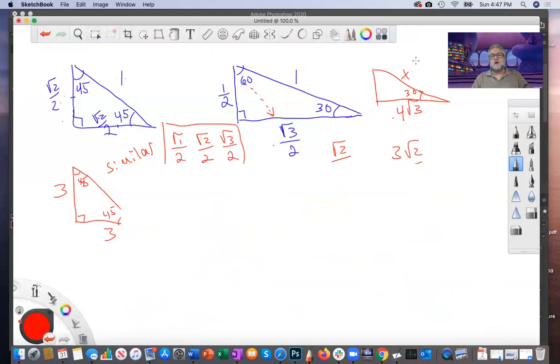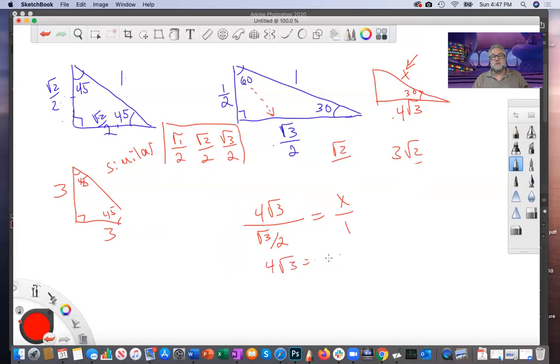So if I wanted to find x here using these two triangles, I could compare those two and compare those two, as long as they're corresponding parts. 4 radical 3 over radical 3 over 2 equals 4 x over 1. So I'm not going to deal with this fraction here. I'm going to cross multiply.